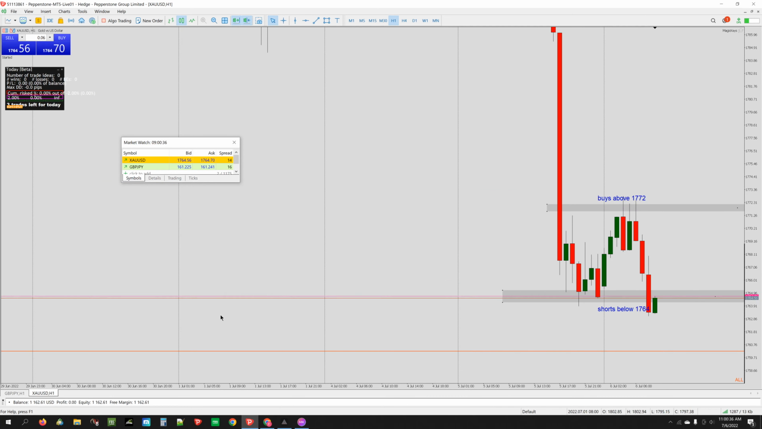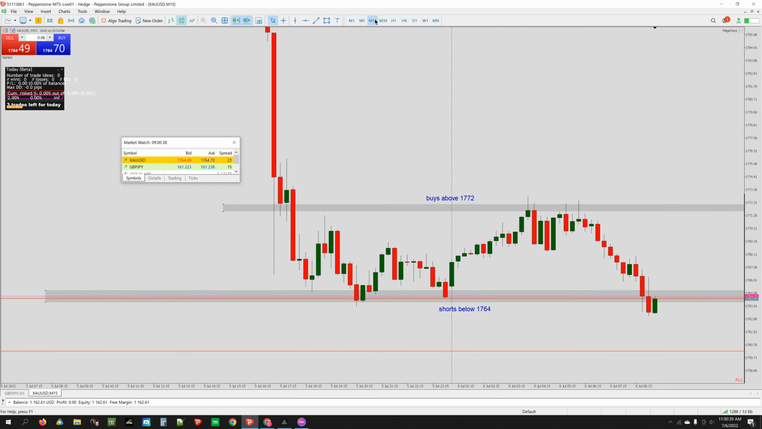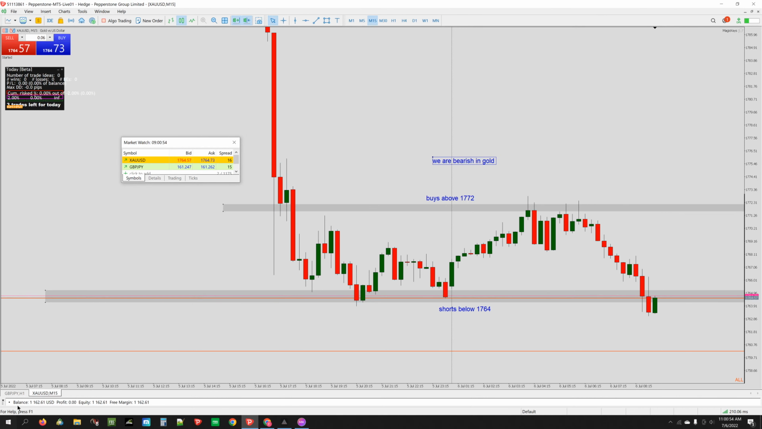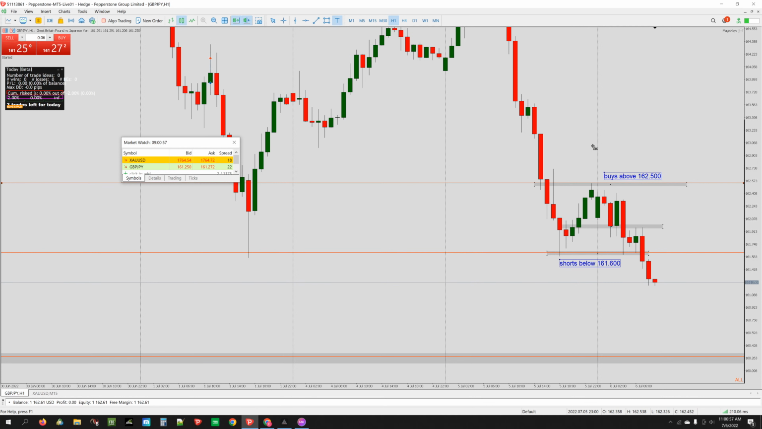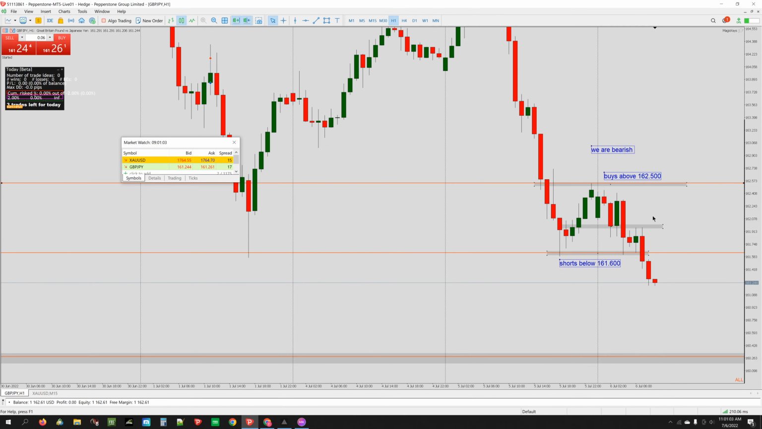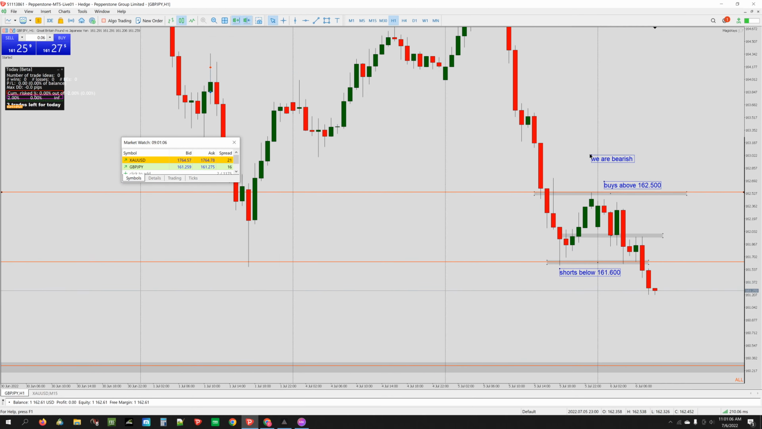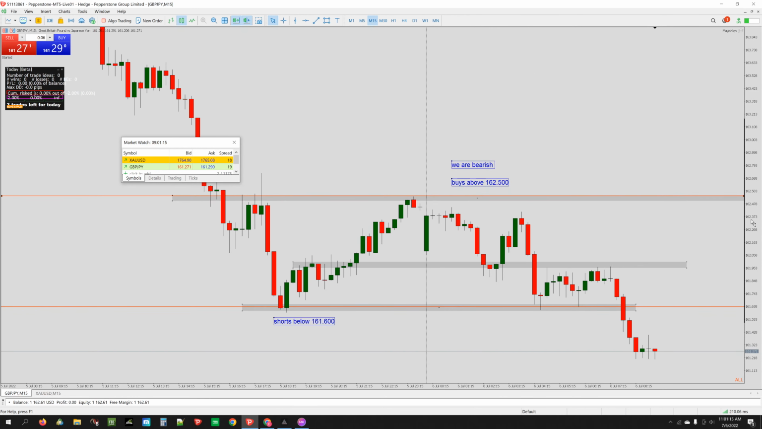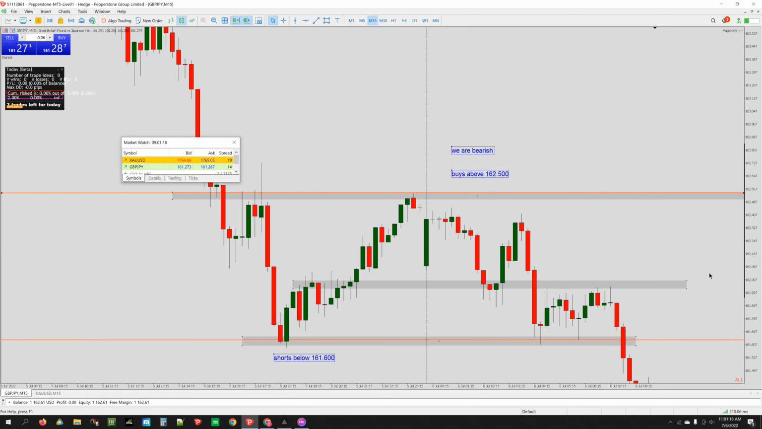The overall trend in gold and in GBP is bearish. We need to take that into account. We are bearish in gold. Also in GBP we are bearish. So we also need to take into account the higher time frame trend, which is bearish, and yes, that's it. We need to wait a lot.